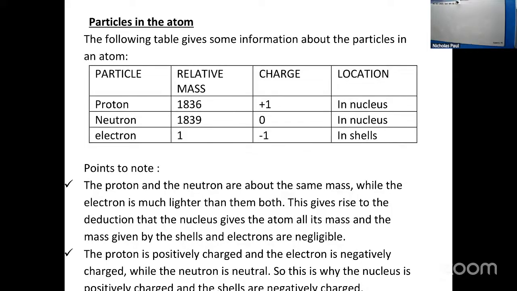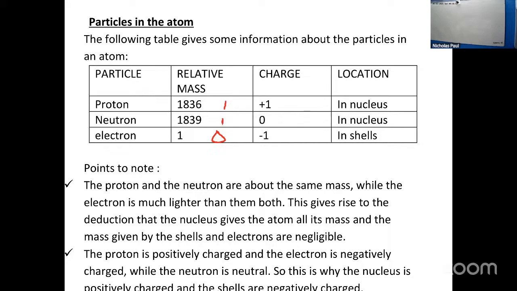So the largest is which one? Ideally, the largest is the neutron. But at our level, we say that the neutron and the proton are the same. They carry a mass of 1, and because the electron is so small, it has a mass of 0. You okay with that?